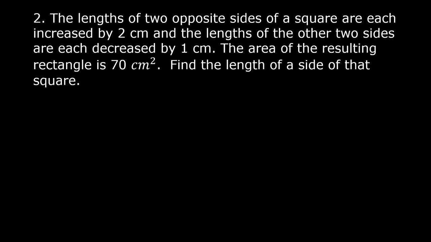Example number 2. The lengths of two opposite sides of a square are each increased by 2 centimeters, and the lengths of the other two sides are each decreased by 1 centimeter. The area of the resulting rectangle is 70 square centimeters. Find the length of a side of that square. Let us draw a square.